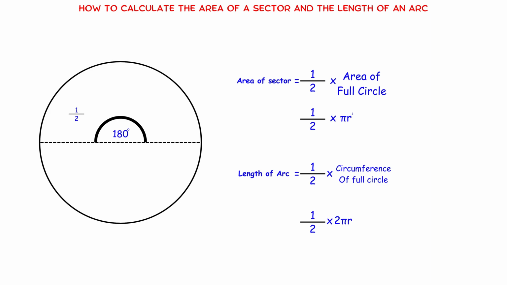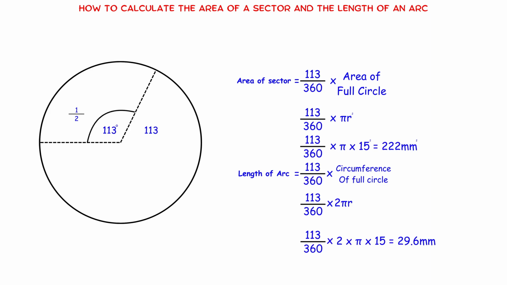Now, this technique works just fine if you've got something easy like a quarter, a third, or 1/2 of a circle. The issue, though, is that if you have a more complicated angle like, say, 113 degrees, then it's a bit harder to know what fraction of a circle you have. In these cases, you need to write your fractions with a denominator of 360, because there are 360 degrees in a circle in total, and then you just place whatever angle your sector is as the numerator.